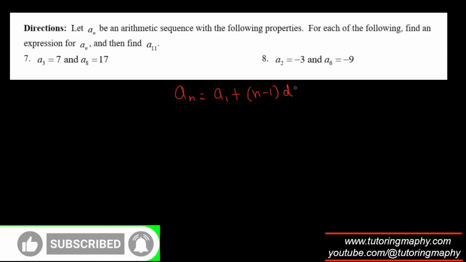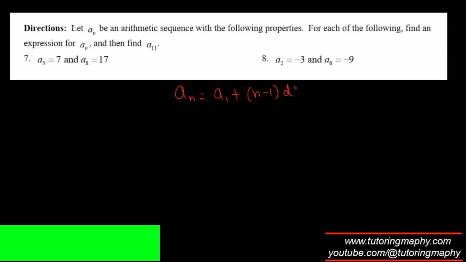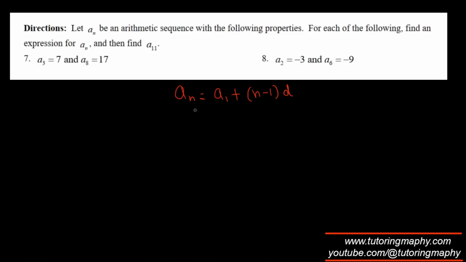Right? That's the formula that I will be using, where A1 is the first term and D is the common difference. And for D, I'm going to use a slope formula because after all, an arithmetic sequence has a common difference, right? And common difference is also a property of a straight line. So you can treat these sequence values as points.